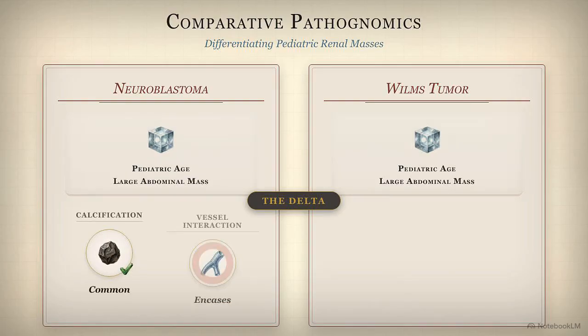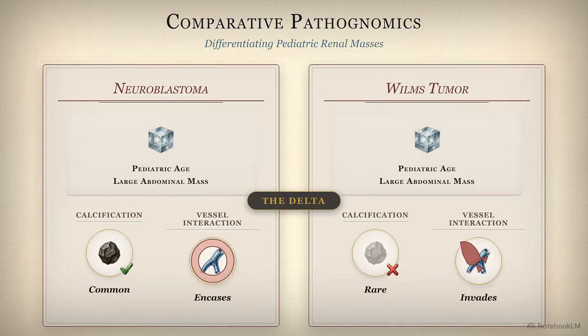This table compares two pediatric renal masses, neuroblastoma and Wilms. Both present as large abdominal masses in children, so morphology and demographics cannot separate them. The separator is the delta. Neuroblastoma commonly calcifies and encases vessels, whereas Wilms rarely calcifies and actively invades vasculature.